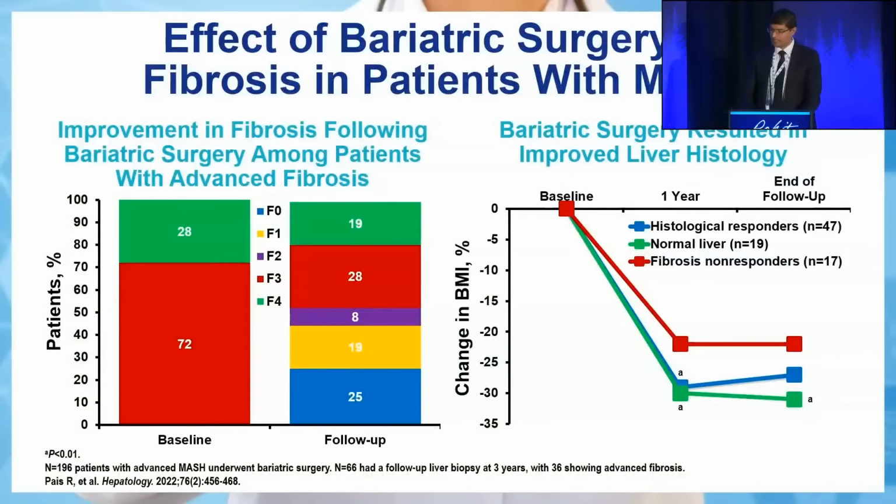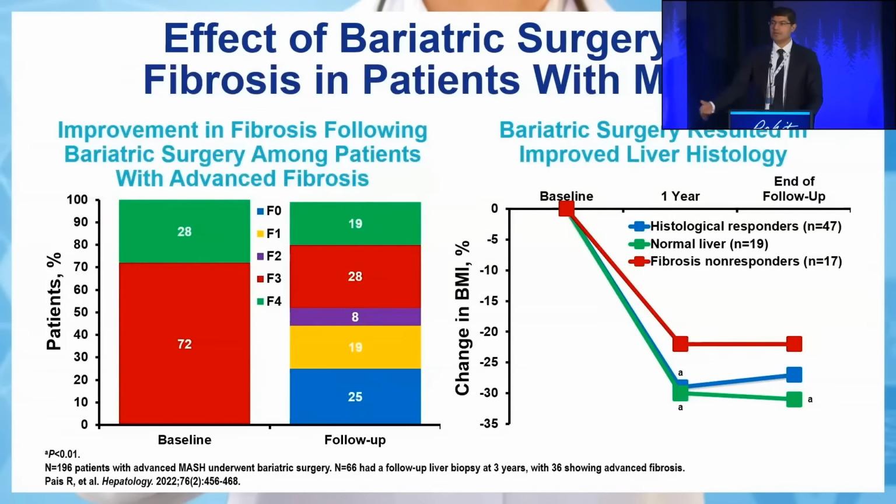These are some of the data that Vlad was alluding to. This is from your group, right, from Raluca, looking at bariatric surgery improvements in fibrosis among patients with advanced fibrosis. You can see that these patients had stage 3, stage 4 fibrosis, and then at follow-up, you see significant improvement, but 28% of patients had cirrhosis at baseline, and then 19% still had cirrhosis at follow-up. And this is looking at biopsy at about 3 years in general, 156 patients.